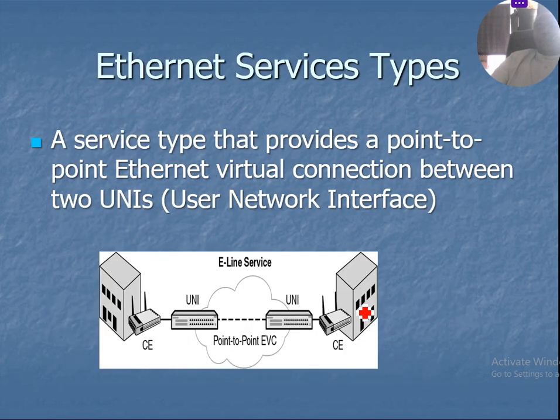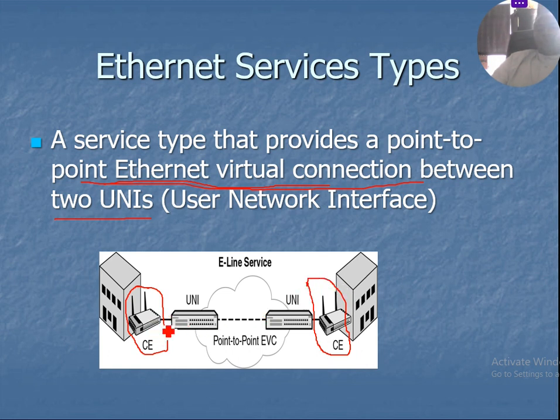Then we have what we call the Ethernet service type. The Ethernet service type is like a service that provides a point-to-point Ethernet virtual connection, what we call the Ethernet virtual connection. This is what we call between two user network interfaces. For example, this user network interface may be in, let's say, Malaysia, let's say Kuala Lumpur and Johor Bahru.